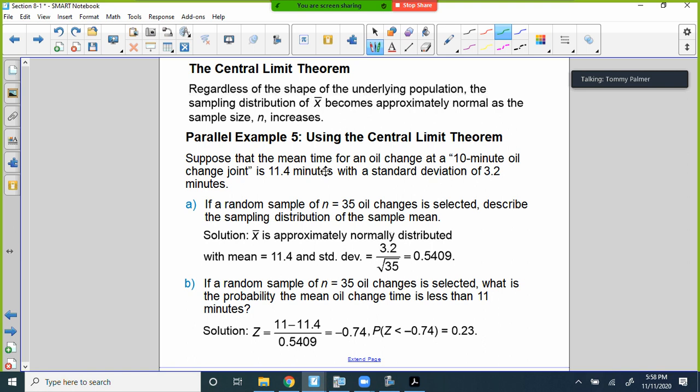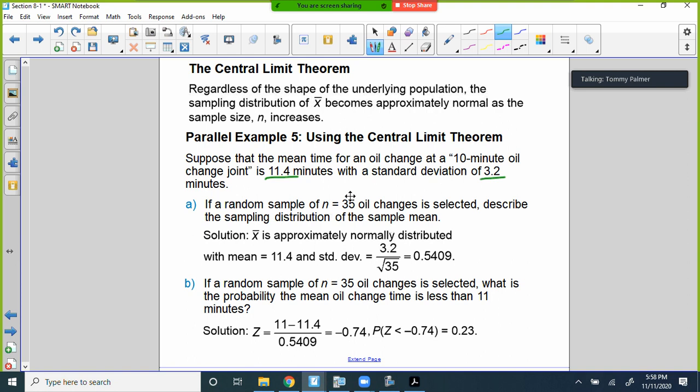Suppose that the mean time for an oil change at a 10-minute oil change joint is 11.4 minutes, with a standard deviation of 3.2. That's the standard deviation of the population. 11.4 is the mean of the population.